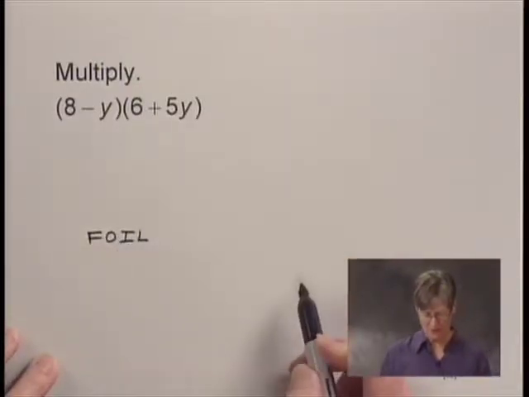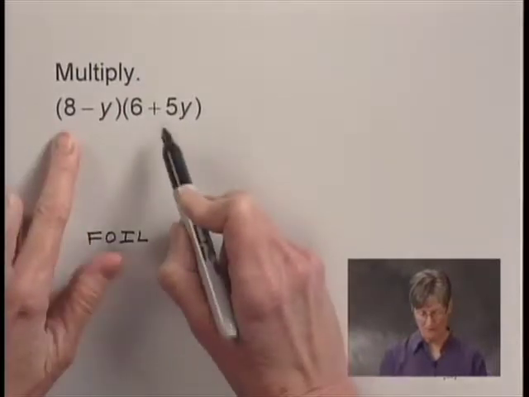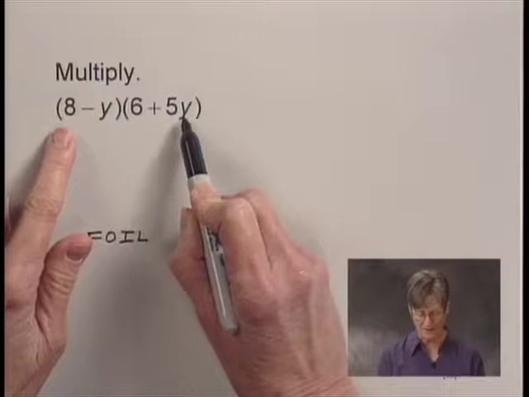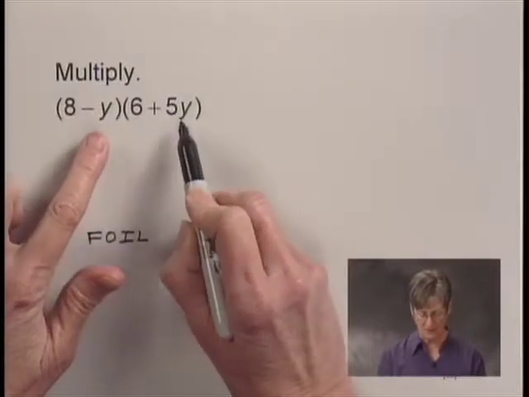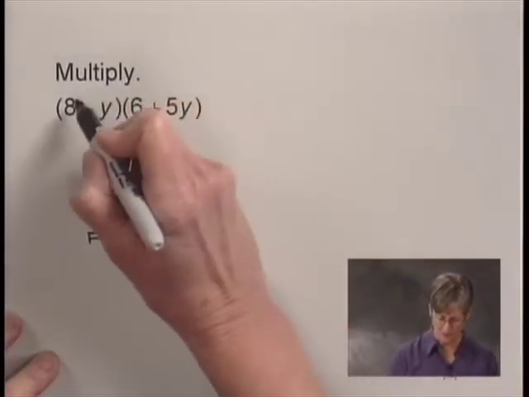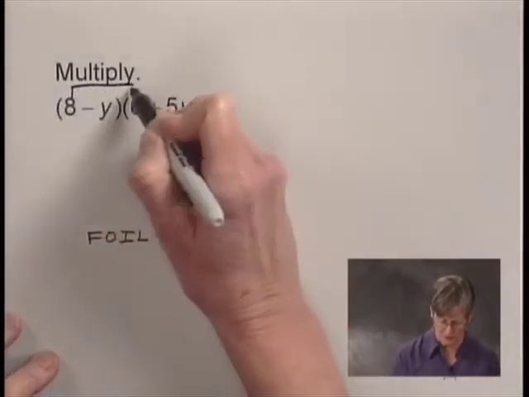And in this procedure, we multiply the first two terms of each binomial, then we multiply the two outside terms, then the two inside terms, and finally the last two terms, and then we look to see if we can collect like terms. So let's go ahead and do this, multiplying the first two terms of each of these binomials.